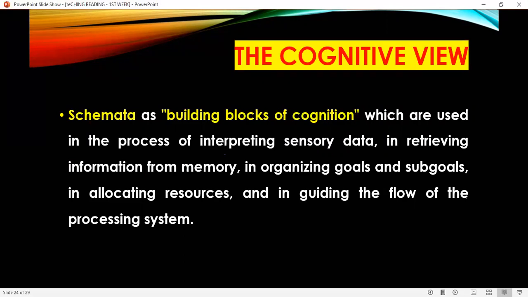About what? About the person. Your values, your beliefs, your experiences. So you are going to retrieve information. Retrieve is to get back, not to come back. Information from memory. So you have to remember, oh yes, my father told me about it. Yes, I know this. So you match. You organize your goals and sub-goals. Yes, I have to do this. Yes, I know because my father told me about it. So I have to do it. Allocating resources, guiding the flow of the processing system.